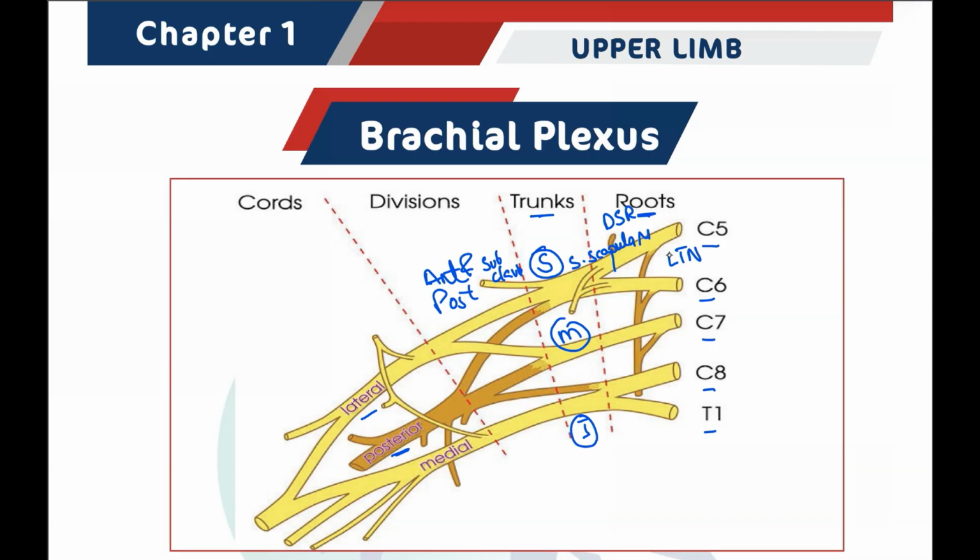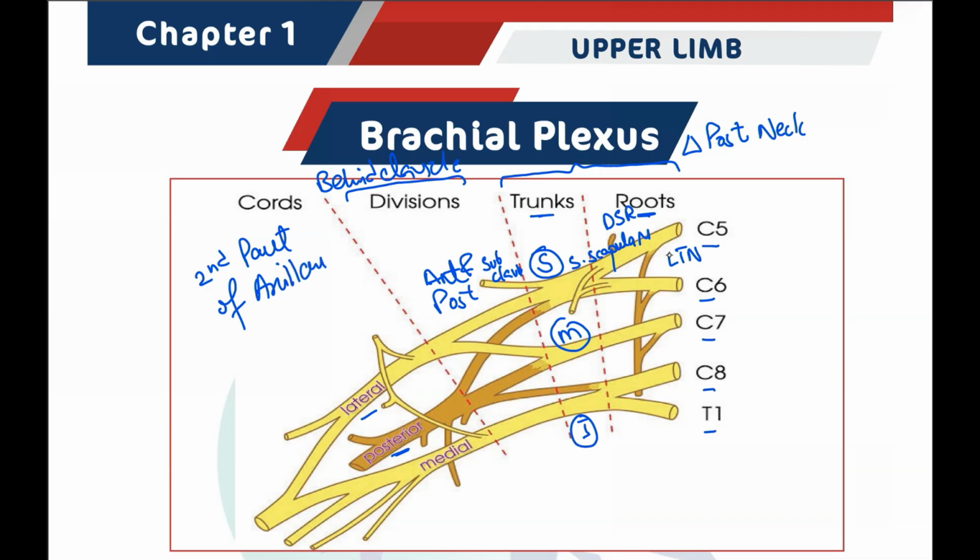Now, this area, which is the trunks and the roots, is present in the posterior triangle of the neck. These divisions are present behind the clavicle, and the cords are related to the second part of the axillary artery. So, basically, they are named with reference to their relationship to the axillary artery.